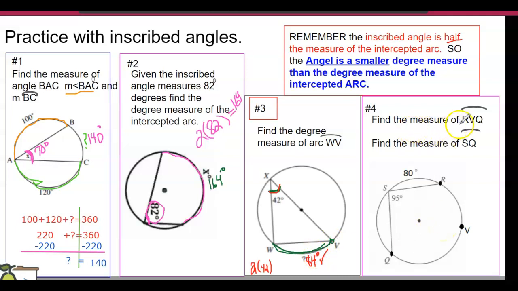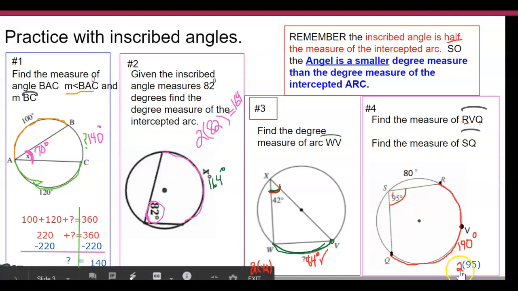It says find the measure of arc RVQ. So first trace it from R, it starts at R, stops at Q, and it passes through V. So RVQ is this that I'm outlining here. So you should draw this or print this out and trace it. So RVQ is this whole thing. So remember, the angle is smaller, so the angle is half. So I'm going to have to multiply by 2 to give me this length. So go ahead and do 95 times 2.